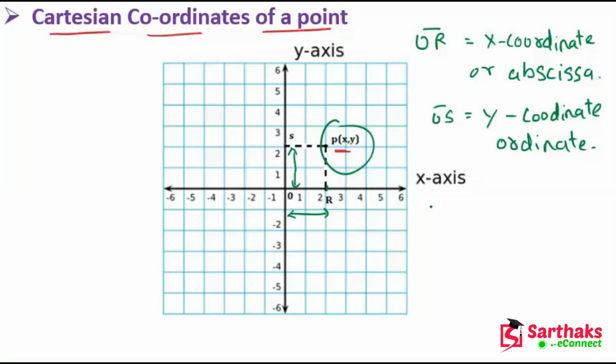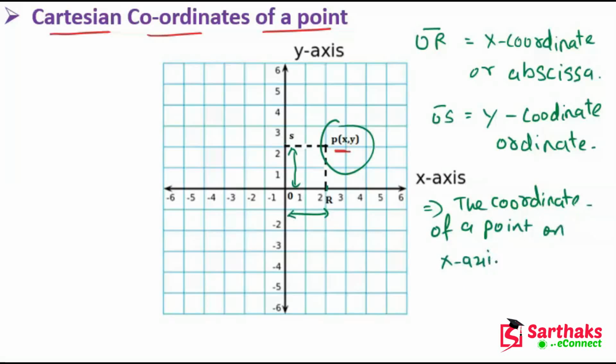So the coordinates of a point on the x-axis are always x comma 0. Let's suppose this point: if you talk about this point, the coordinates of this point are always x comma 0.